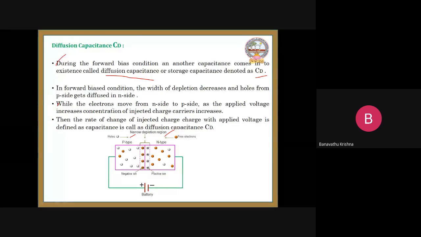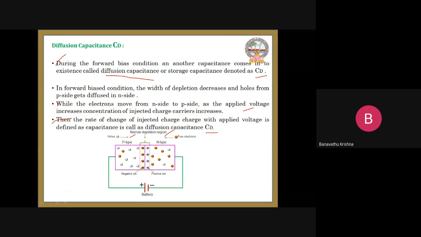Here, the electrons are moved from the N side to the P side as the applied voltage increases the concentration of injected charge carriers. So the rate of change of injected charge carrier with applied voltage is defined as the diffusion capacitance, CD. That is the opposite of the transition capacitance concept, because here we are applying forward bias, whereas there we apply reverse bias.